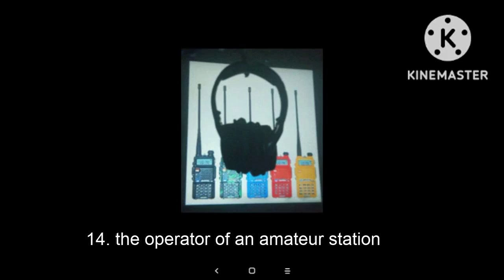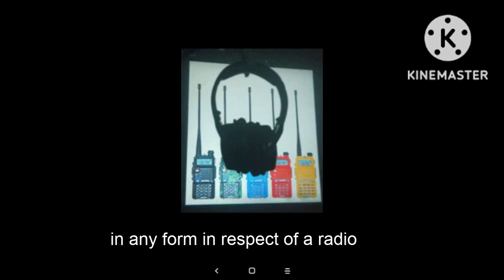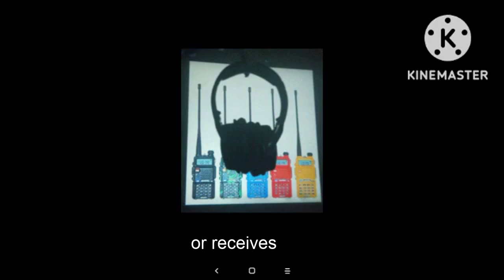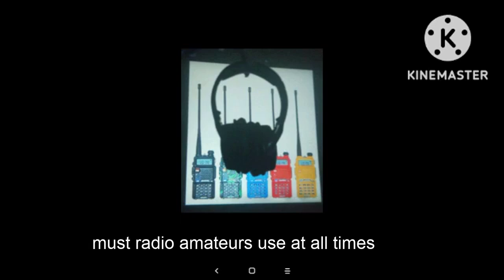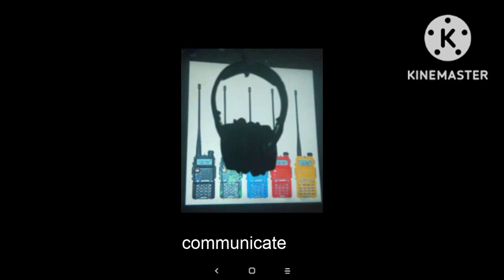14. The operator of an amateur station shall not demand or accept remuneration in any form in respect of a radio communication that the person transmits or receives. 15. What amount of transmitter power must radio amateurs use at all times? The minimum legal power necessary to communicate.